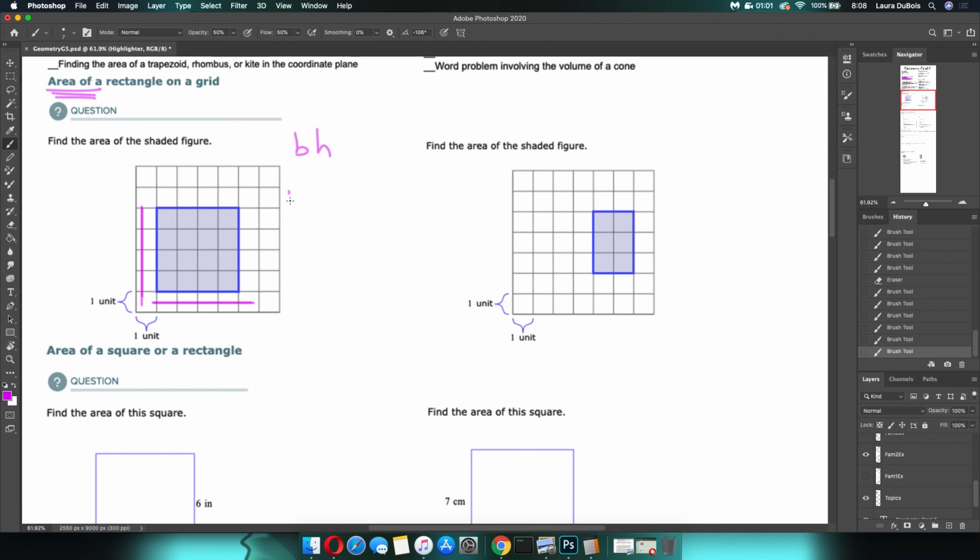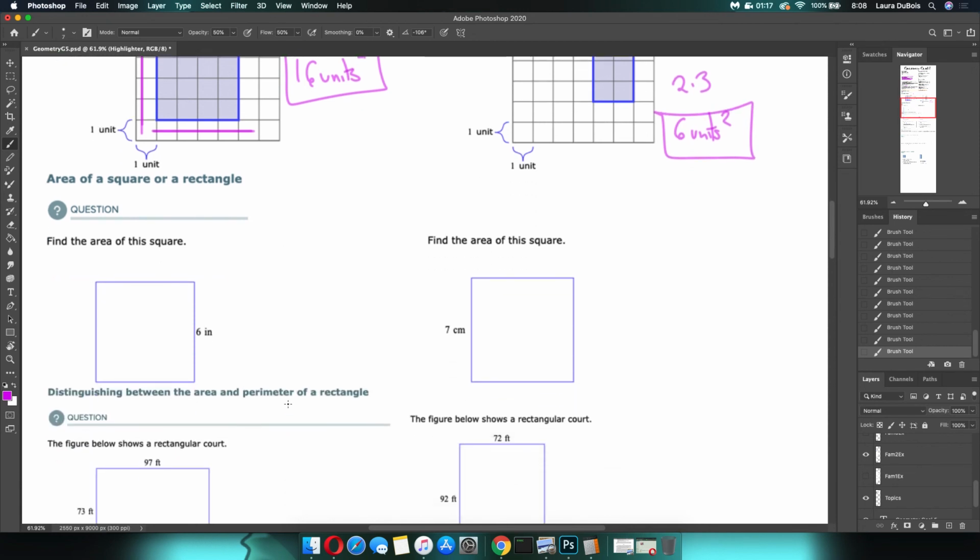So in this case, that is 4 times 4, which is 16 units squared. This is going to be 2 times 3, which is 6 units squared. Really that easy. You probably got this right on the initial knowledge check.